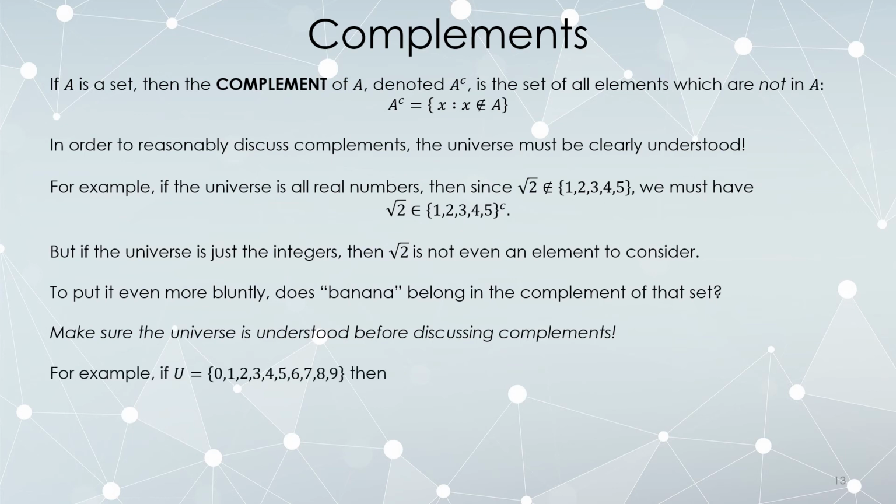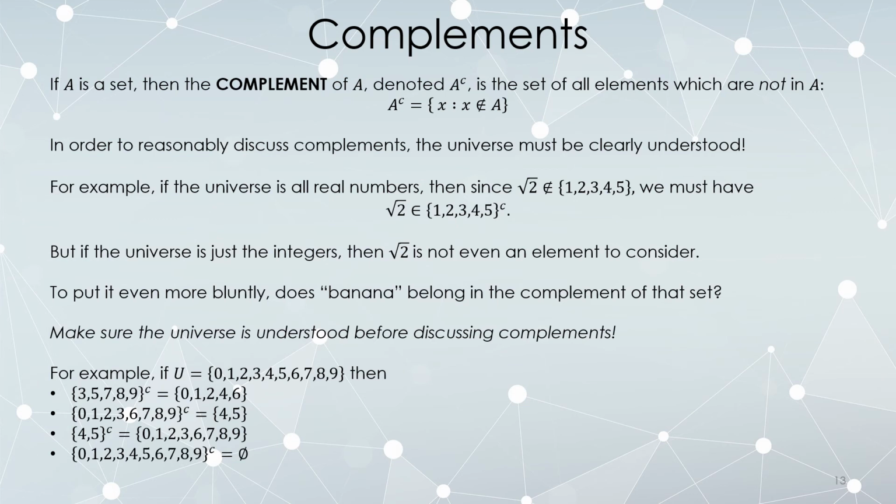So suppose the universe is the digits 0 through 9. Then the complement of 3, 5, 7, 8, 9 is just all the digits that didn't appear, 0, 1, 2, 4, 6. And the complement of 0, 1, 2, 3, 6, 7, 8, 9 are the digits that didn't appear, 4 and 5. What's the complement of 4 and 5? 0, 1, 2, 3, 6, 7, 8, 9. What's the complement of 0 through 9? There are no digits that were missing, so the complement of that is the empty set.